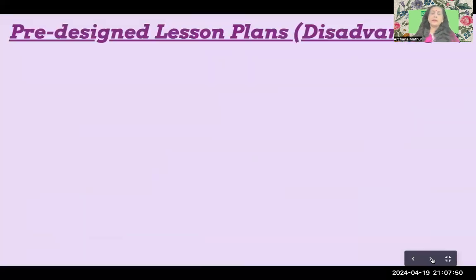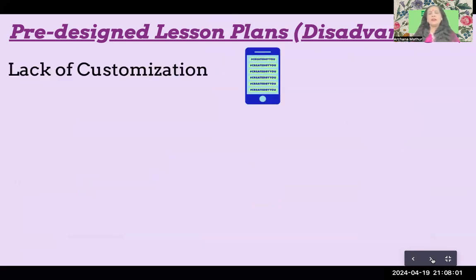But as we have the other side of the coin, there are a few disadvantages also which come with the pre-designed lesson plan. So let's discuss those. Lack of customization. I know my children, right? I know my students. So I know exactly what and how should be taught to them, right? How do I go about with my lesson? I know my children, so I know how to give whatever they need. But when you have a pre-designed lesson plan, it cannot be customized because it is already made. So that is one disadvantage.